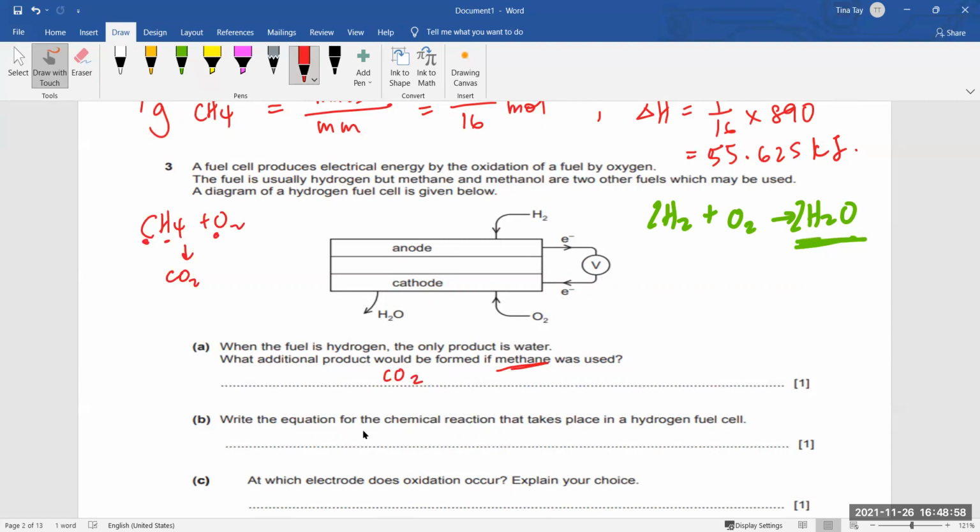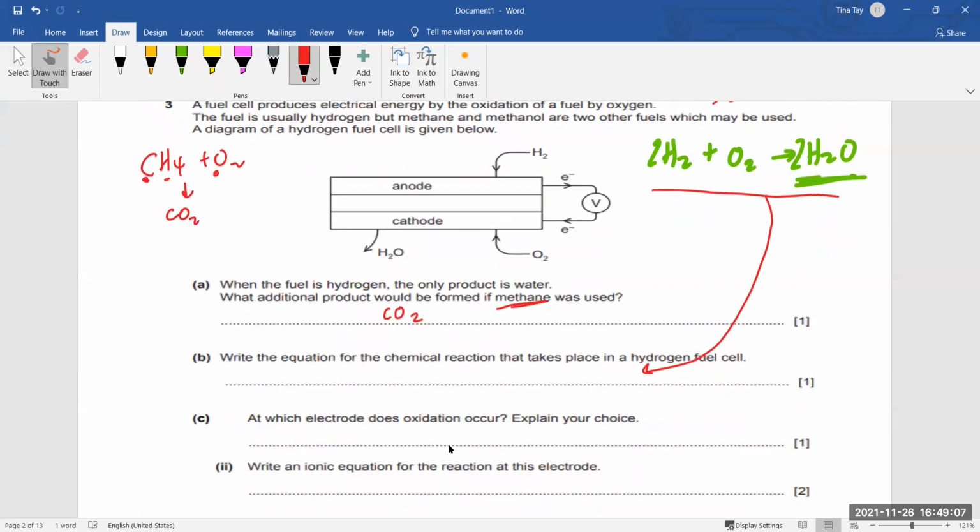Write the chemical equation that takes place in a hydrogen fuel cell. So you just put this on here. At which electrode does oxidation occur? We did this before in electrolysis. Oxidation is release of electrons, so the anode releases electrons. Ionic equation for the reaction at this electrode: at the anode, hydrogen releases electrons.